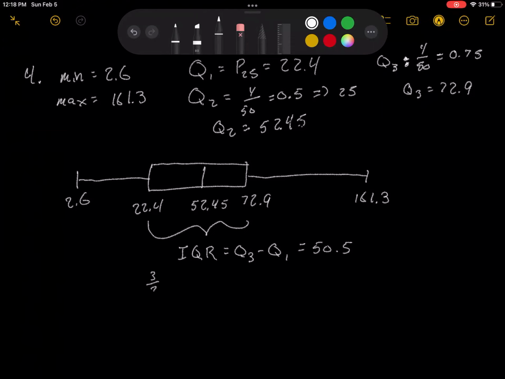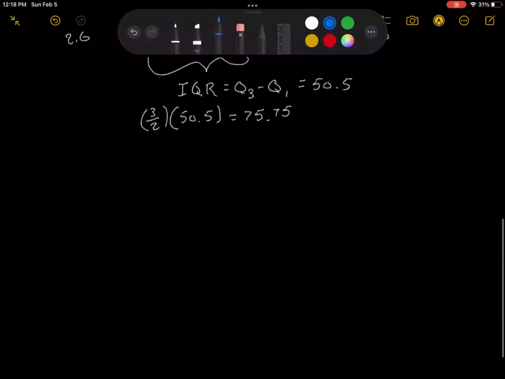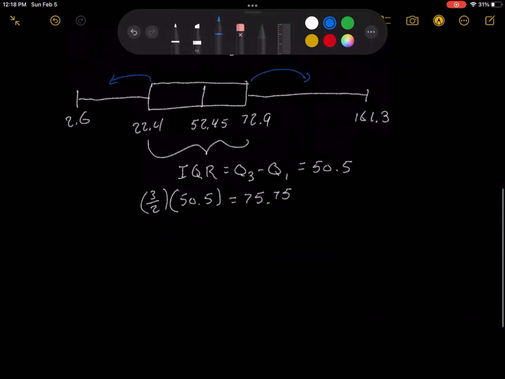I will then beef that up just a little bit. I'll multiply it by 1.5 to make it half larger. So 1.5 times my interquartile range is 75.75. So that's the distance that I want to move away from the edges of my box, away from Q3 and Q1. Now, if I do that, let's keep that on the page.